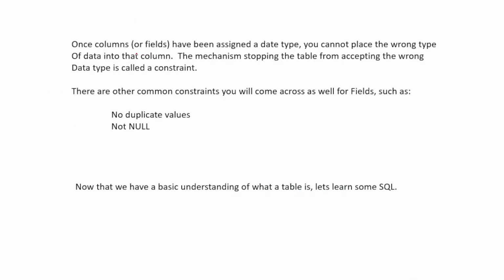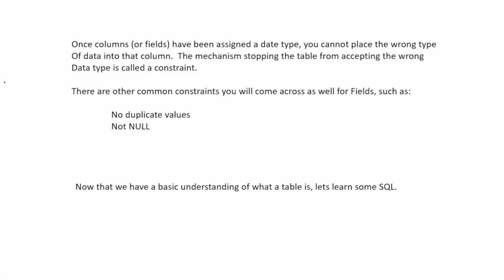Once columns or fields have been assigned a data type, you cannot place the wrong data into them. This mechanism that stops the wrong data is called a constraint. You'll hear me repeat things over and over again. I think I've said constraint six times already in this lecture. That's a hint. It's probably going to be on the quiz or the test.